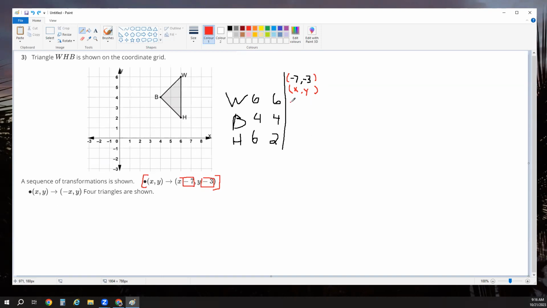6 minus 7 is -1. 4 minus 7 is -3. 6 minus 7 is -1. 6 minus 3 is -3. 4 minus -3 is 4 plus 3, which is 7. And 2 minus -3 is 5. This is wrong. 6 minus 3 is 1. Okay, 6 minus 3 is 3.